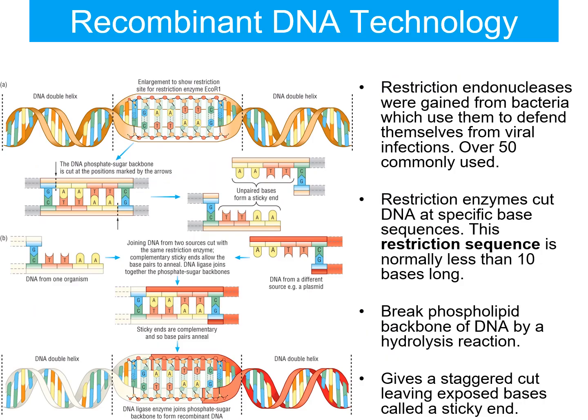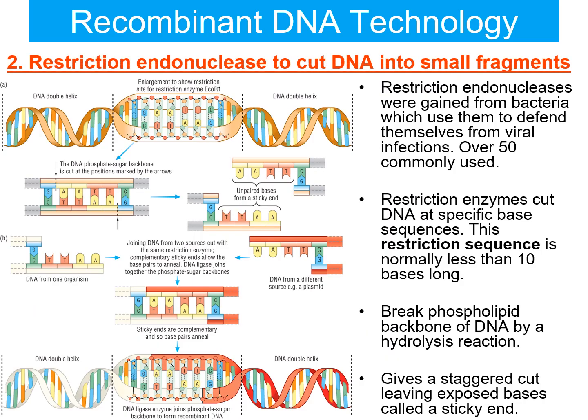Another type of isolation of the gene is using the restriction endonuclease, which is a type of enzyme that cuts DNA into small fragments. These enzymes have been isolated from bacteria, which use them to defend themselves against viral infections, to stop the virus incorporating its DNA into the bacterial DNA. There are over 50 of them commonly used, and the key thing is they cut the DNA at specific base sequences, and it is normally less than 10 bases long.